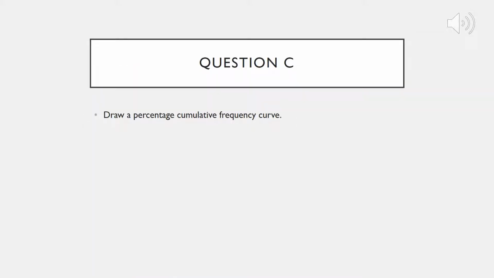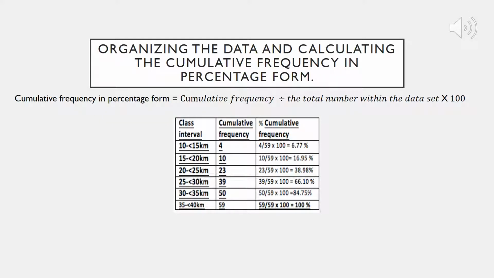Question C. Draw a percentage cumulative frequency curve. For the student to successfully solve question C, they have to calculate the percentage cumulative frequency prior to plotting the data on the chart. An A-level response would organise the data into an appropriate table as such, with the headings class interval, cumulative frequency, and percentage cumulative frequency.